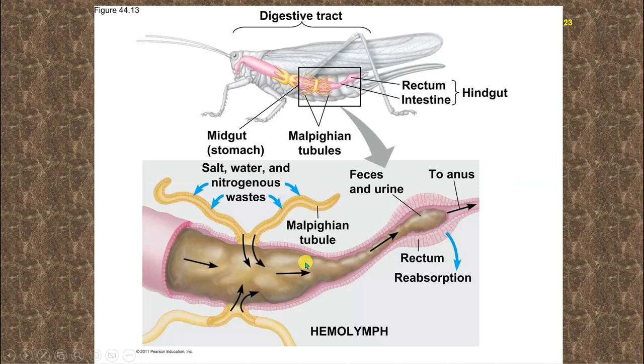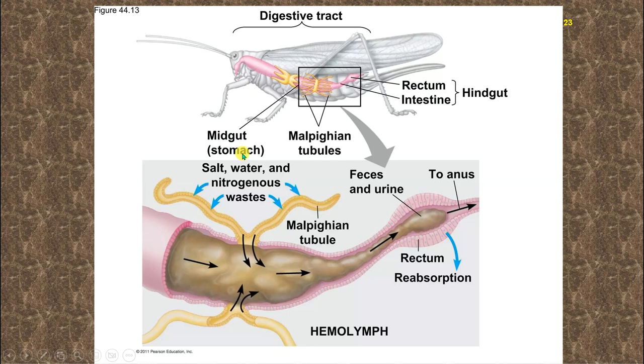And this is one of the photographs which shows the digestive system of an insect like the grasshopper. For example, this is the digestive tract which contains the midgut, and these are called the Malpighian tubules, and the end part is the rectum, then the hindgut.